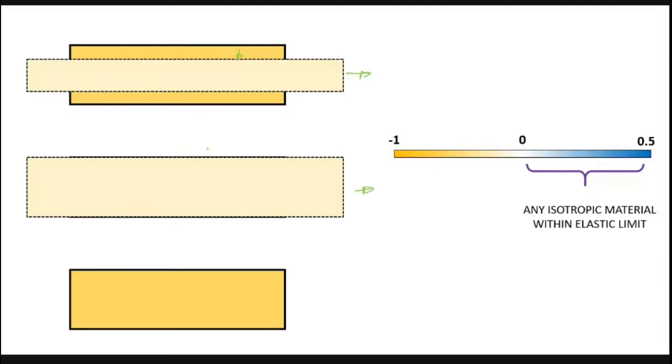It will be in microns, 10⁻⁶, very, very small, which is negligible. I can consider this approximately as 0, right? So in this kind of expansion, only one side expands, and the other side does not expand at all. So there is no contraction on the lateral side, right? Then your Poisson's ratio is 0.